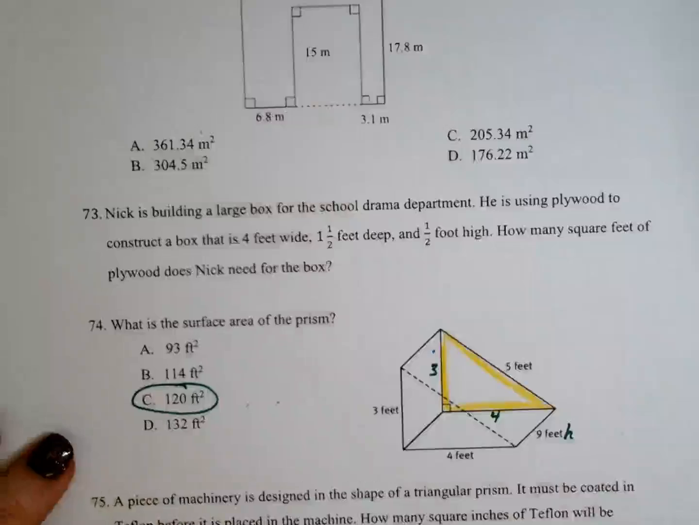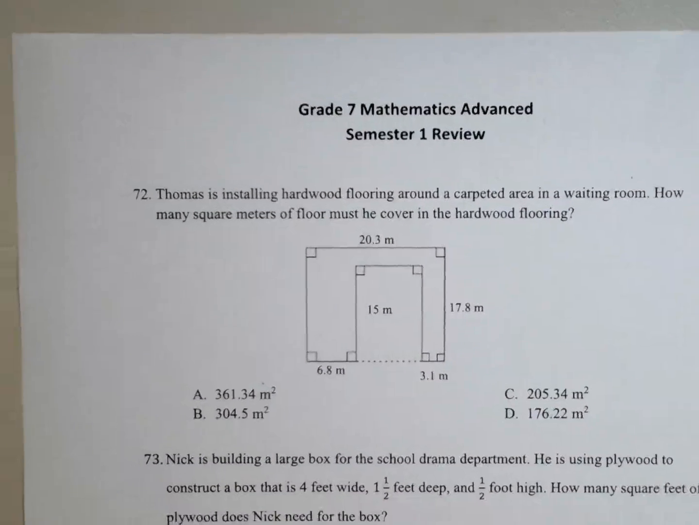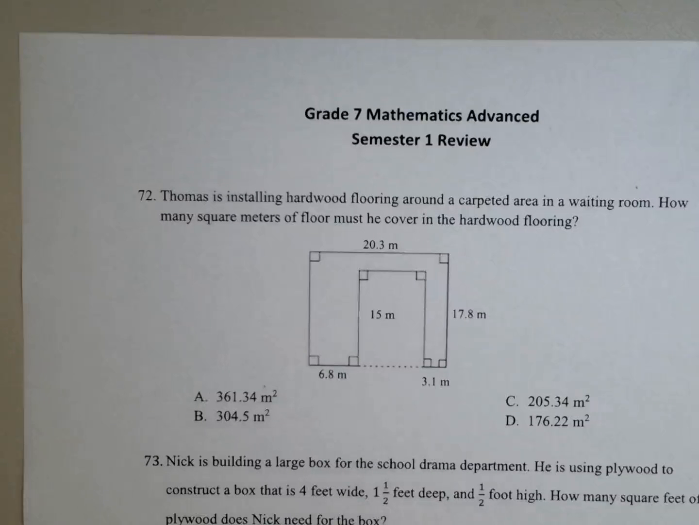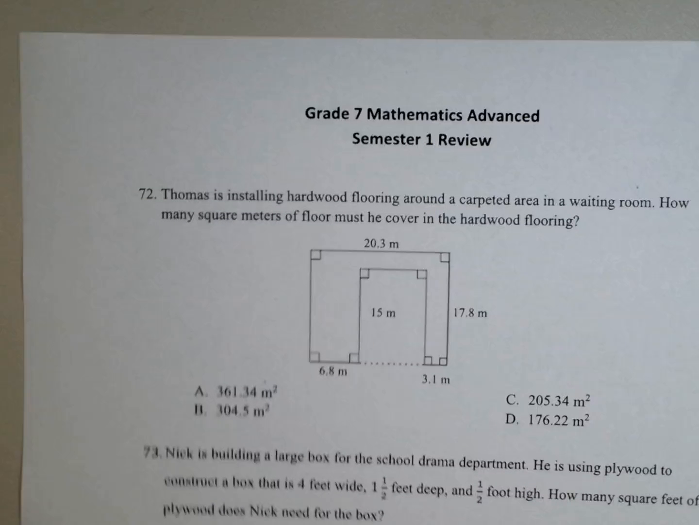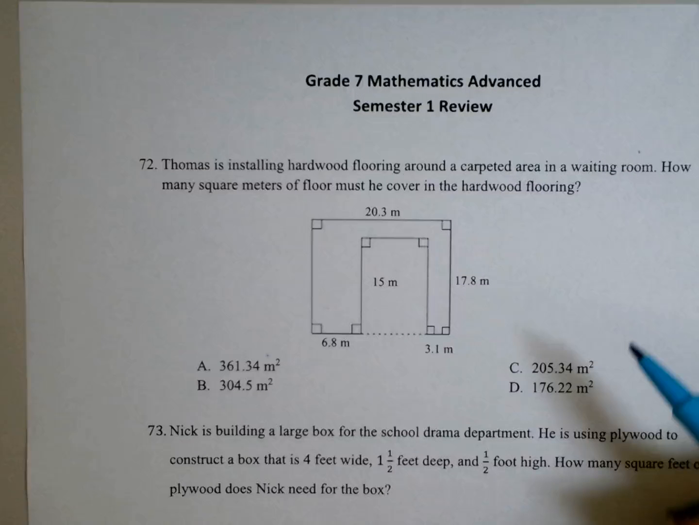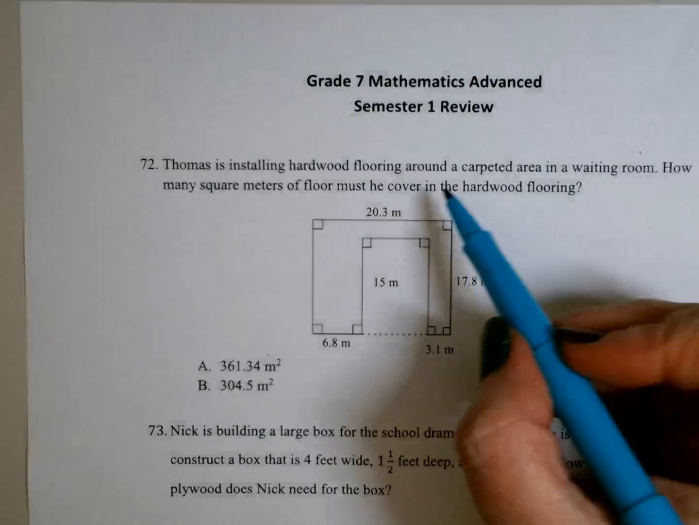All right, last two, guys. Last two, yay! All right, Thomas is installing hardwood flooring around a carpeted area in his living room. How many square meters of floor must he cover in the hardwood flooring? Okay. Doing hardwood flooring around a carpeted area. So this is carpet. Okay, this part is the wood. So we want to take the area of the room and then take out this.